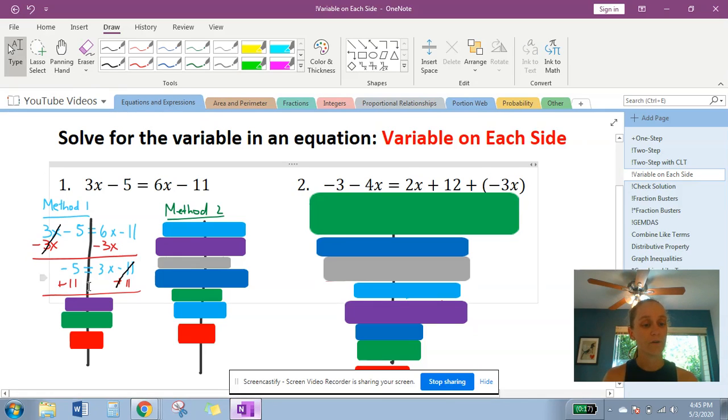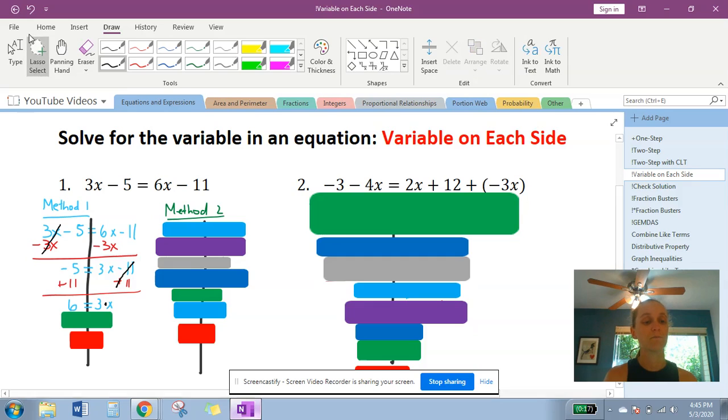And then I'm left with negative 5 plus 11 is 6. So 6 equals 3x. And then again, this is 3 times x. The opposite of multiplying by 3 is dividing by 3. So when I divide, I'm going to end up with 2 equals x, or x equals 2.